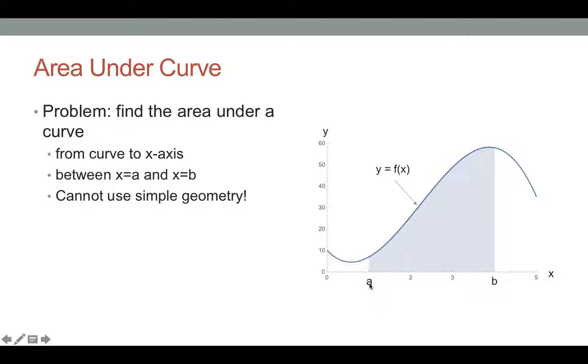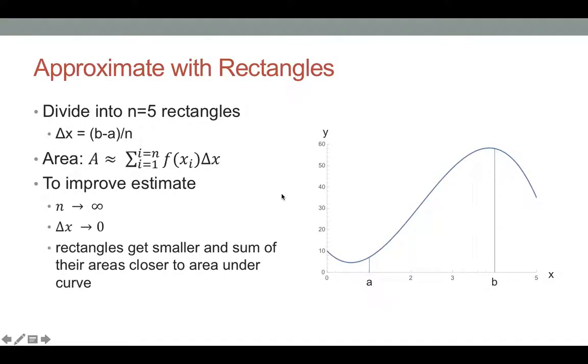And we'll find it from some point on the x-axis A to some other point B. And we'll have some function f of x that describes this curve. Note we in general cannot use simple geometry because this will be some arbitrary curve, so we can't break it into simple geometrical shapes. So the way we're going to do this is first take this area and divide it into rectangles. And we'll start by dividing it into 5 rectangles.